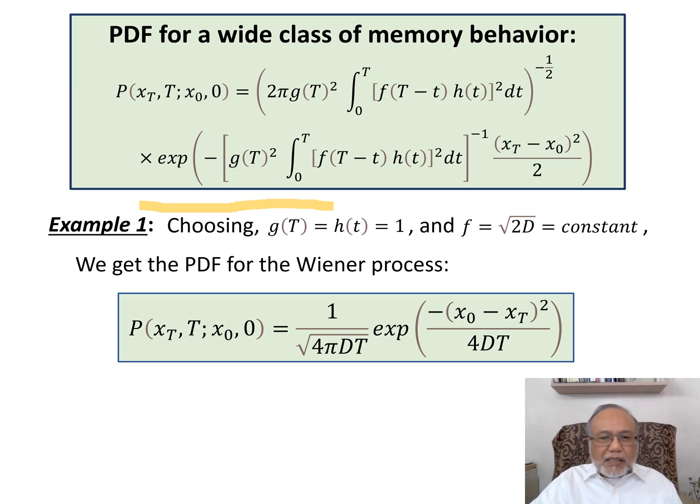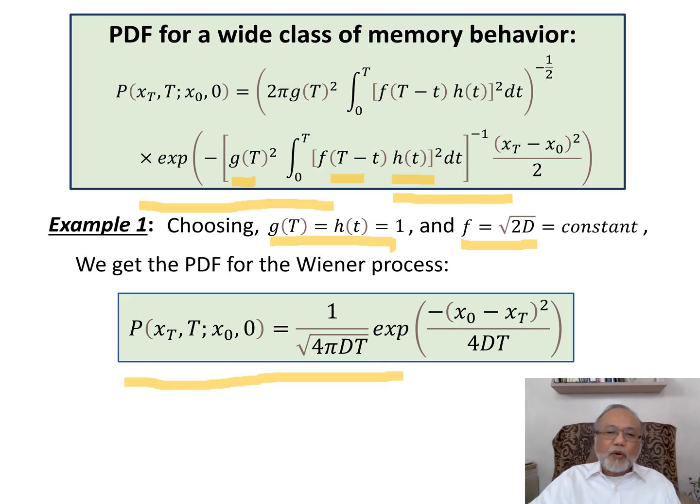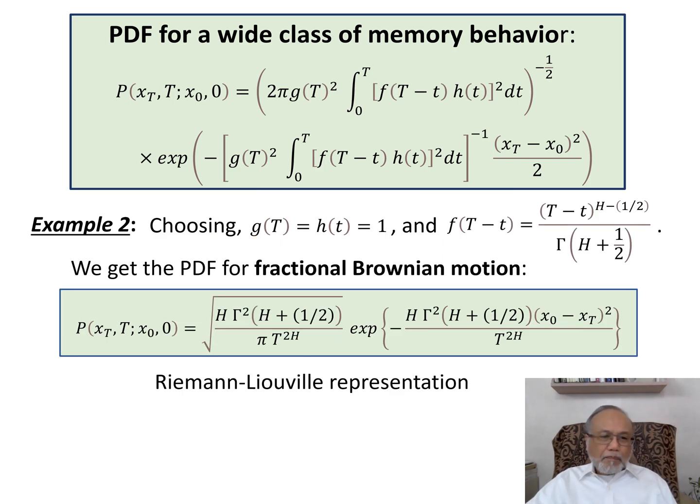Depending on the physical system that you're studying, you can make explicit the form of the functions g, f, and h. Let's have a couple of examples. Suppose, again, this is the simplest case, we choose g and h to be equal to 1, and f is not really a function but some constant, where d would be the diffusion coefficient. Then plugging in this g, h, and f into your master expression, you get the probability density function for ordinary Brownian motion.